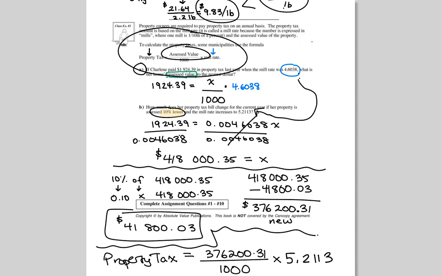And the new property tax is 1,960.49. So this is the new property tax, and you can see it used to be 1924 and now it's 1960. So it's very similar, but it's increased a little bit.